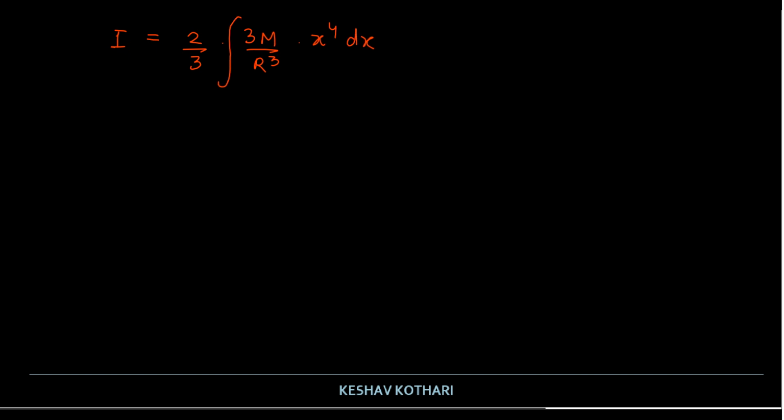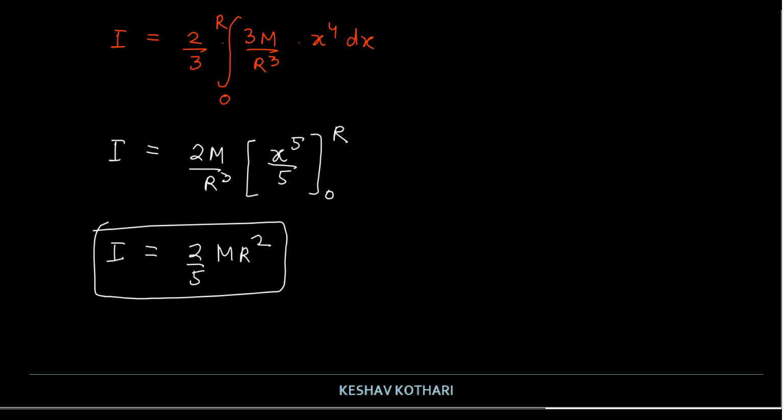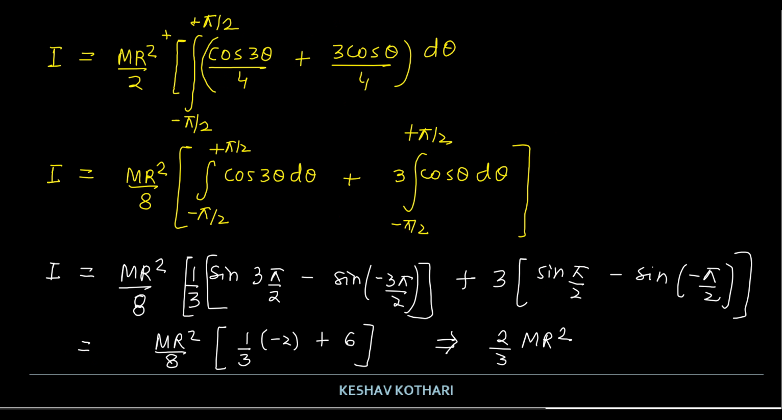And for the limit of integration, x is varying from 0 to r. If we solve this particular expression, it is going to give us 2m by r cube. Integration of x to the power 4 is x to the power 5 by 5, and the expression is turning out to be 2 by 5 mr square. So for a solid sphere, the moment of inertia is 2 by 5 mr square, and that for a hollow sphere is going to be equal to 2 by 3 mr square.